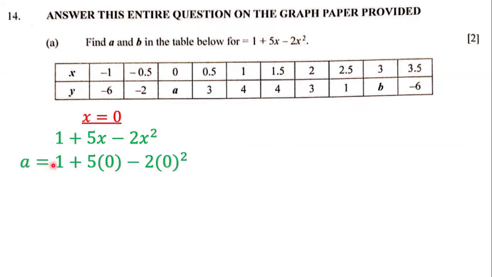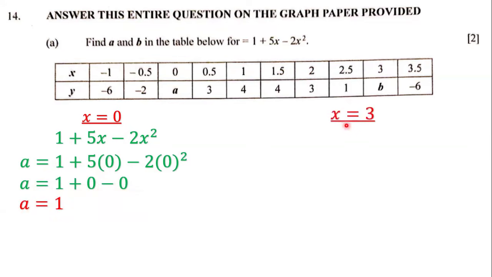So a is going to be equal to 1 plus 5 times 0 minus 2 times 0 squared. Now, 2 times 0 squared is 0, and 5 times 0 is 0. So a is equal to 1 plus 0 minus 0. That means that a is equal to 1.